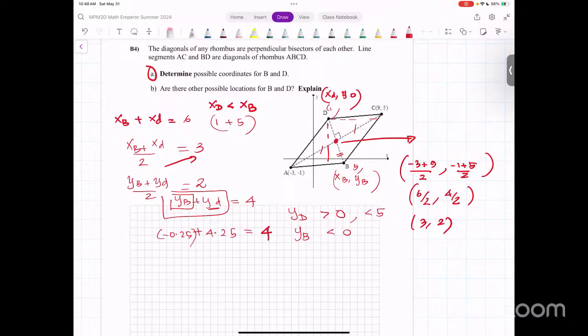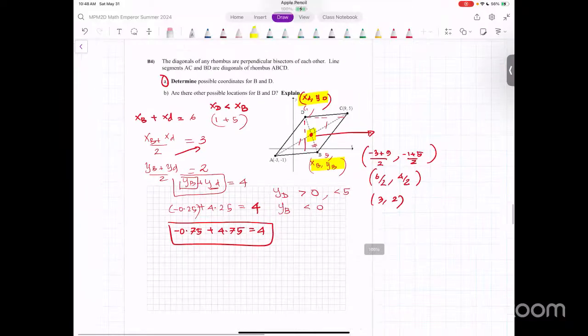This is that absolute thinking question. So it's pretty easy to put it as an open-ended task because there are multiple possible answers. You can still say negative 0.75 plus 4.75. That's still going to give you a 4. As you see, how do we approach it? First, we find the midpoint. We should know it should give the same midpoint for the other diagonal.